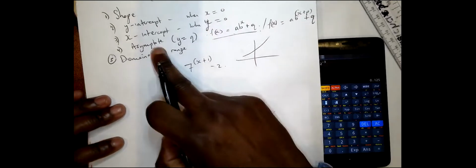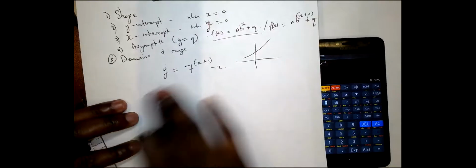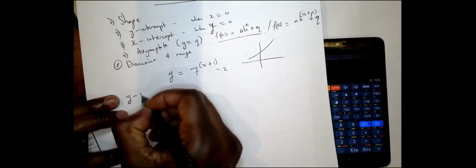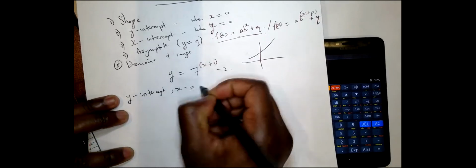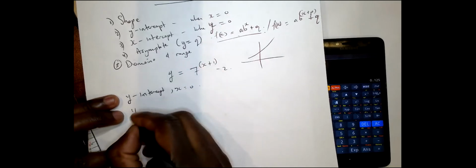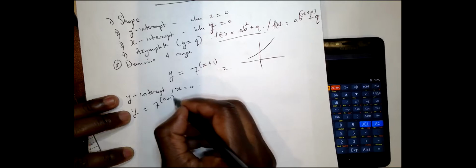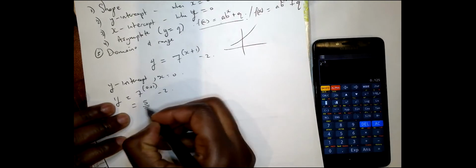What about the asymptote? So we draw the graph like that. Let's start with the x-intercept and y-intercept. When x is equal to 0, y is equal to 7 to the power 0 plus 1 minus 2. So it's actually 7 minus 2, where 7 to the power 1 is 7. Then it's going to give us 5. That's what we have here.